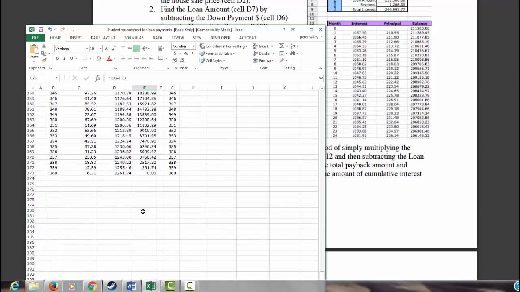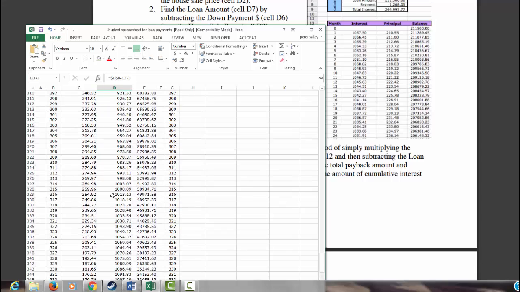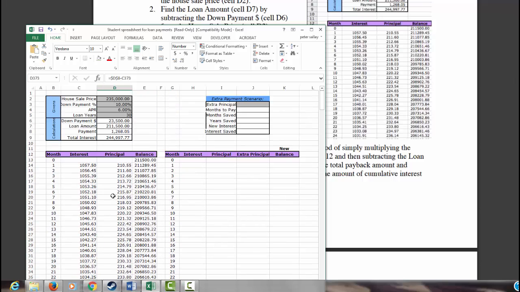And so I can scroll down and see exactly how long it takes to pay off my loan. Right after 360 payments, you can see your loan balance goes down to 0. And you can see the very last payment, you paid $6 in interest and most of it went to principal. It's interesting to see how much money is going to interest each month and how much is actually going to principal. Okay, so that takes care of the first part of the project.